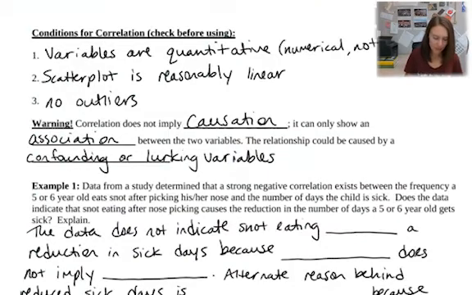All right, so on the next page, we have conditions. So before we can use a correlation, we have a few conditions we need to check, and we really should write them down as well. Variables are quantitative. We need to make sure we don't have categorical variables, that we do have numerical variables. The scatterplot is reasonably linear. Now there's the word reasonably in there because it doesn't have to be perfect, but you want to make sure it's not totally curved, like a quadratic or something.